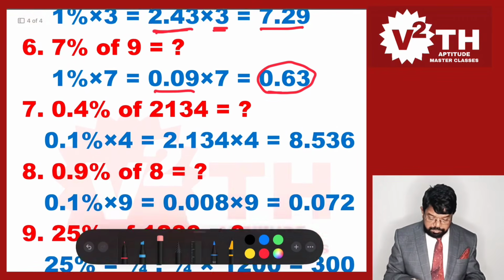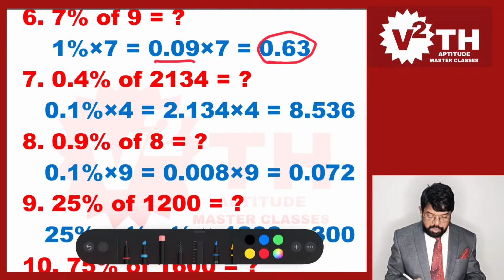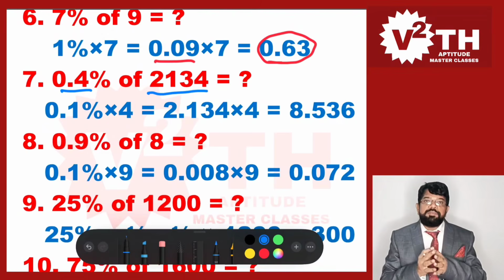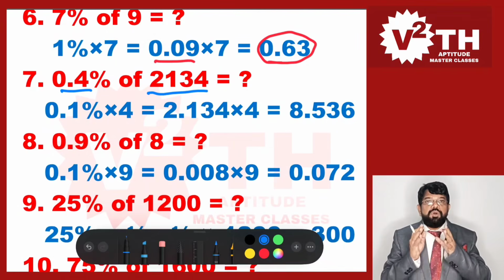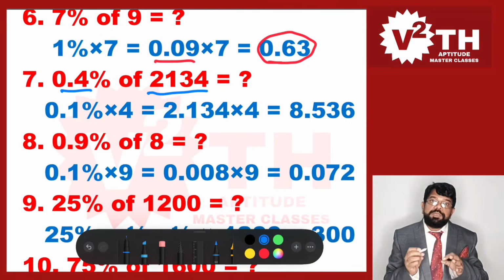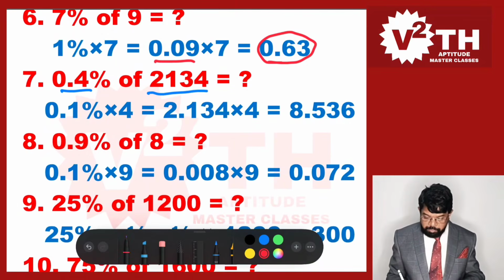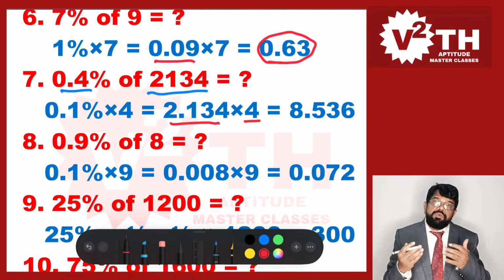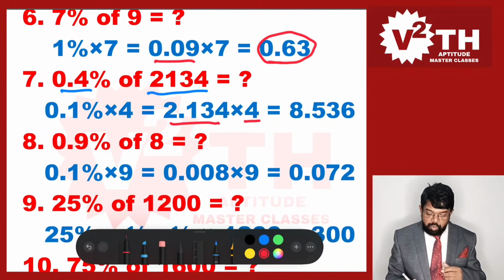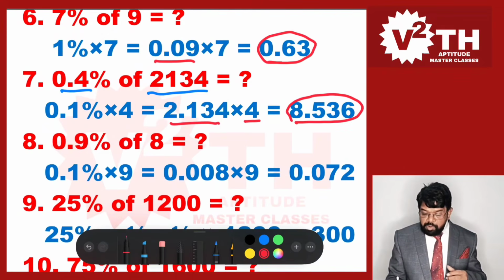Similarly, example 7. See here: 0.4% of 2134. How can you calculate 0.4%? Assume in your mind 0.1%. How can you calculate 0.1%? After 3 digits, you put the decimal. In 2134, what is 0.1%? 2.134. That can be multiplied by 4, since 0.1% into 4 gives 0.4%. 2.134 into 4 is 8.536.